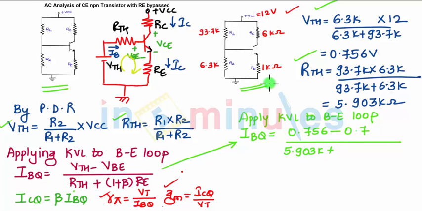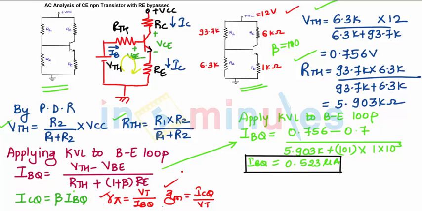Beta given in the question is 100. Then 1 plus beta will be 101 into RE. RE is 1 into 10 raised to 3. This will give you the value of IBQ. The value of IBQ you will get from this is 0.523 microampere. This is IBQ. So from this, what you can find is ICQ, which is beta times IBQ. So that will be 100 into 0.523 microampere. So that will give you ICQ as 0.0523 milliampere.